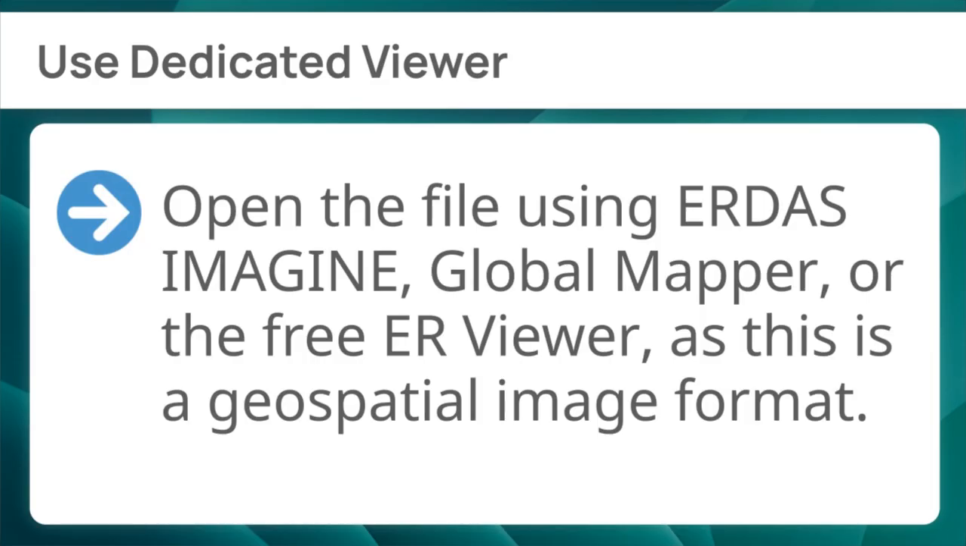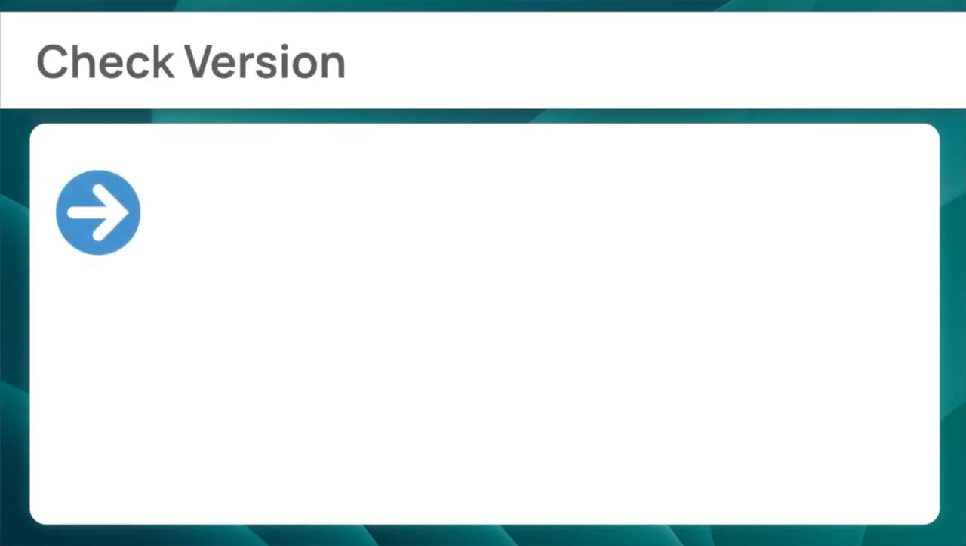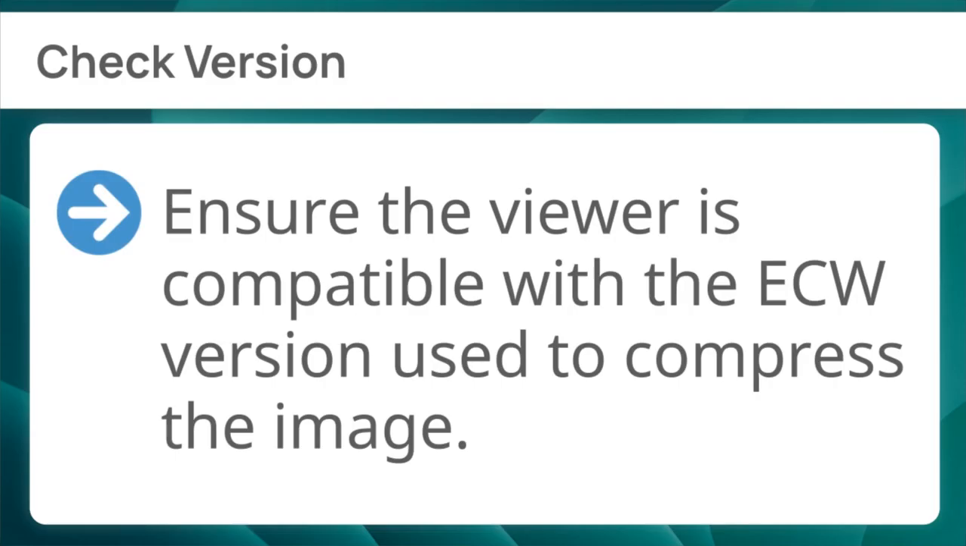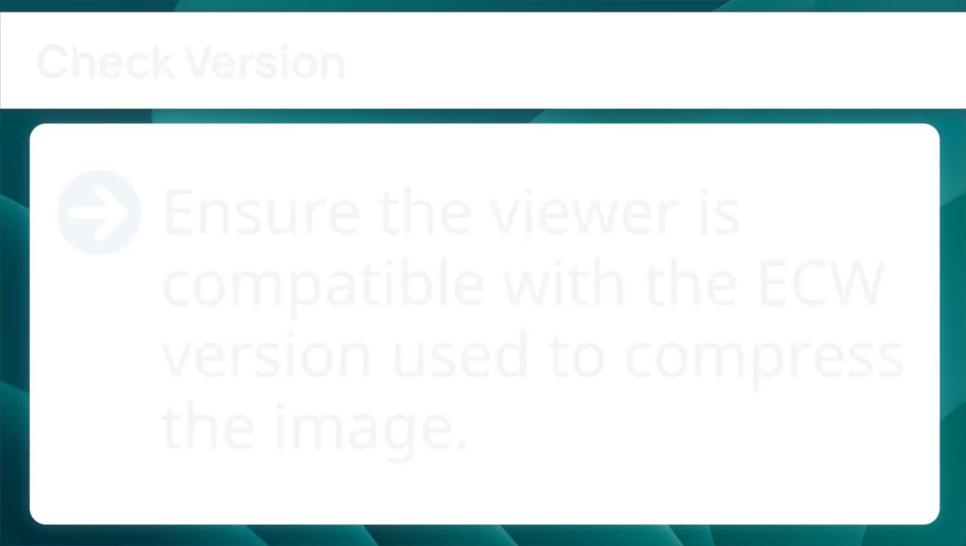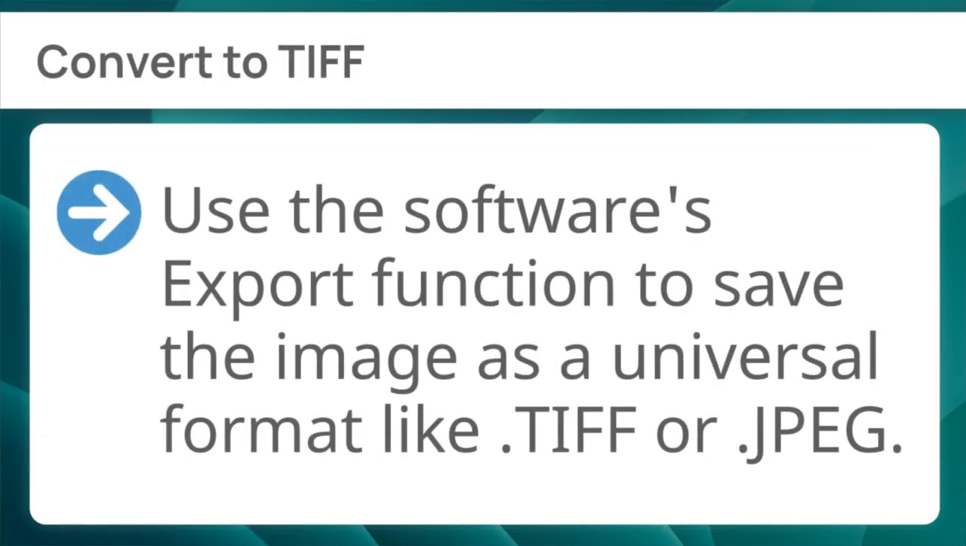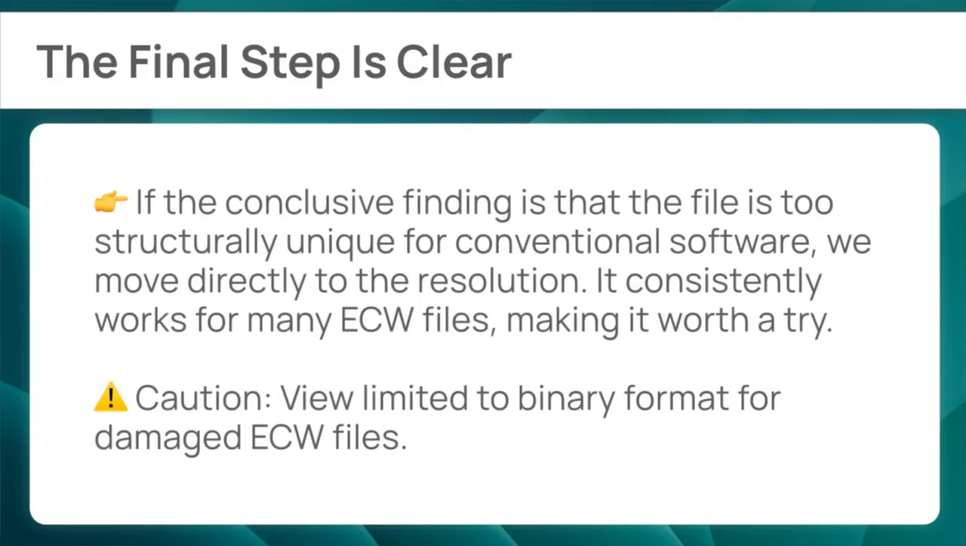a geospatial image format. Next, check the version. Ensure the viewer is compatible with the ECW version used to compress the image. Finally, convert to TIFF. Use the software's export function to save the image as a universal format like .tiff or JPEG. If testing all your local software still produces no results, the situation clearly calls for a professional utility.